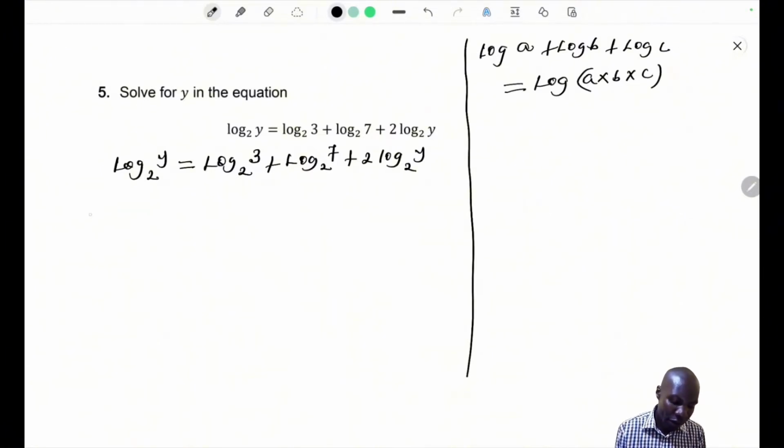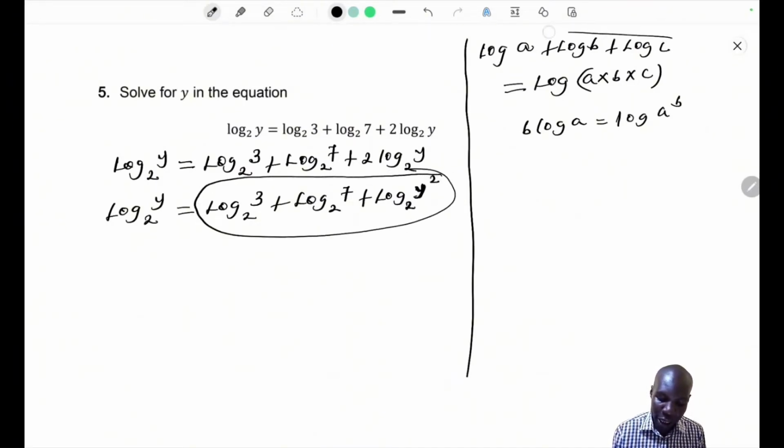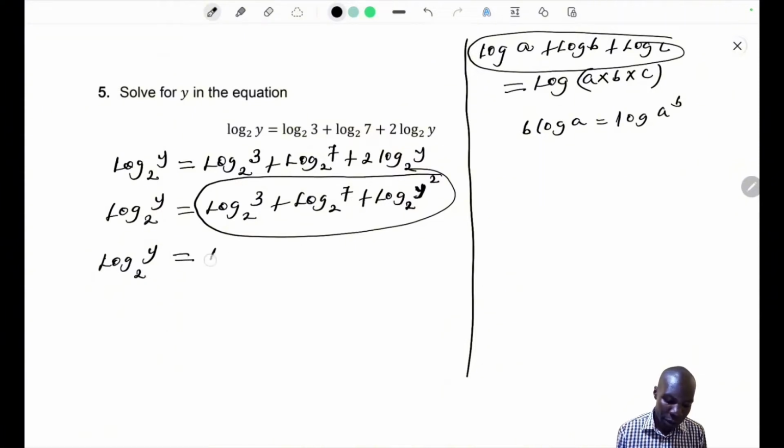So if we have log of y to base 2 should be equal to log of 3 to base 2 plus log of 7 to base 2 plus, let's remember, b log of a can be written as log of a to power b. So 2 log of y can be written as log of y squared to base 2. So this side, we can apply this. We can say log of y to base 2 should be equal to log of 3 times 7 times y squared, everything to base 2.